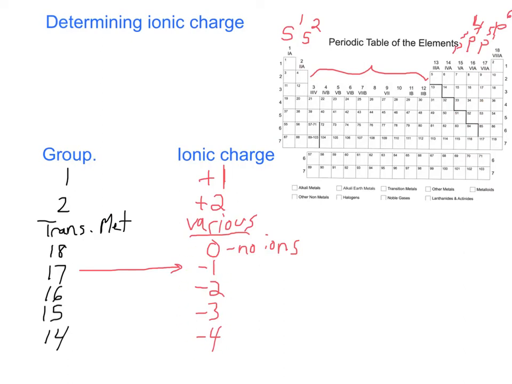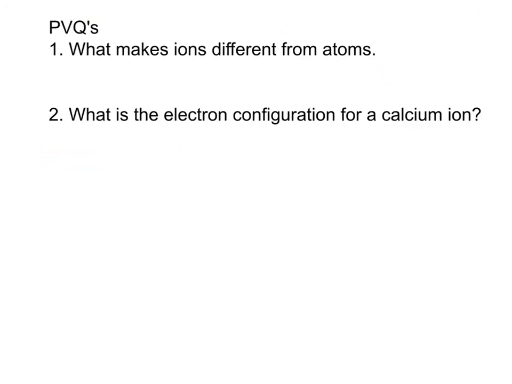Alrighty, let's go on to the last slide. Okay, here are your PVQs. The first question is, what makes an ion different from atoms? And then the second one, we want you to write out the electron configuration for a calcium ion. So you might want to start with a calcium atom, and then look at what group calcium is in. It's in group 2. And what charge they should form, and how they are going to gain or lose electrons, how many they are going to gain or lose, and then figure it out from there.